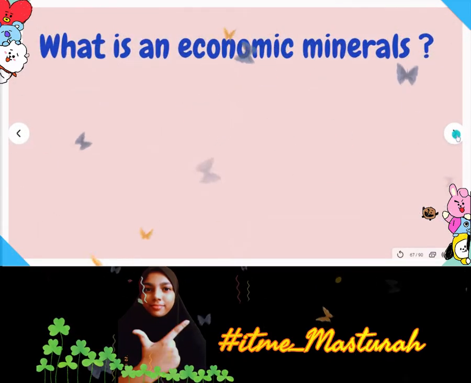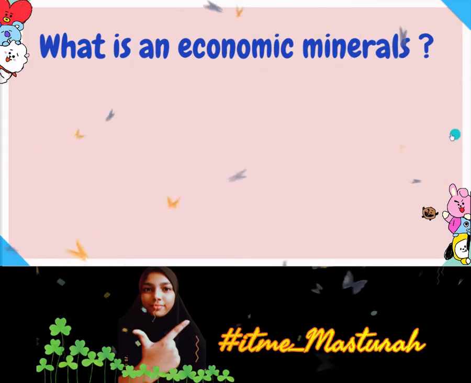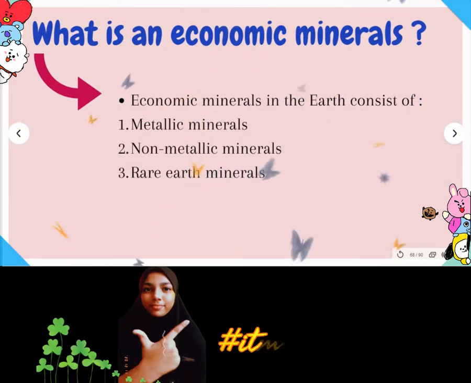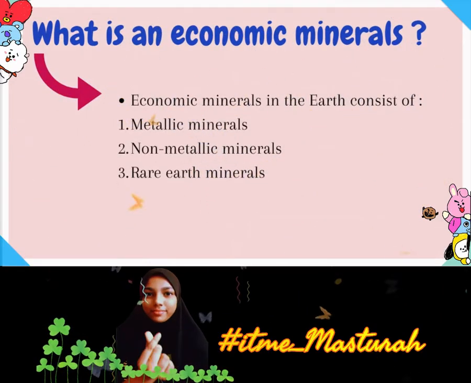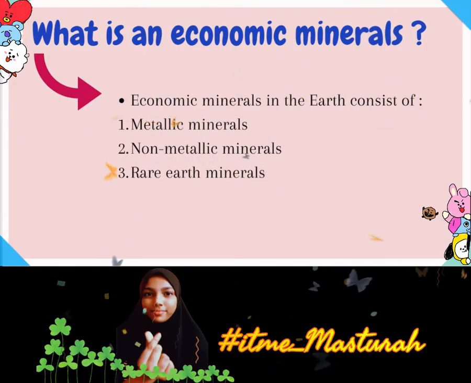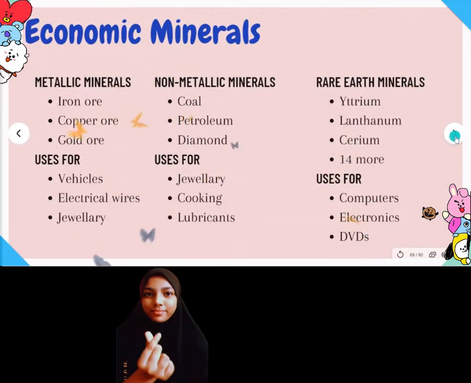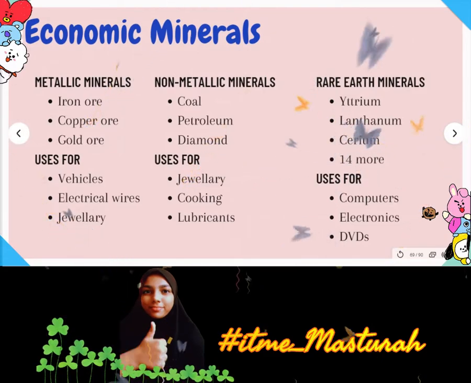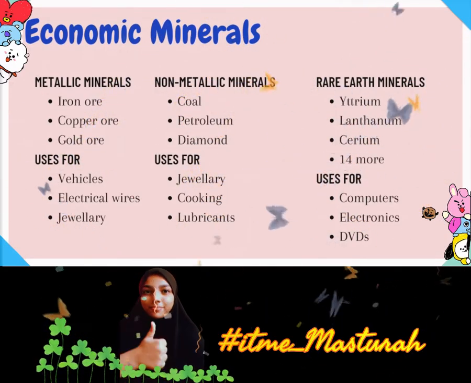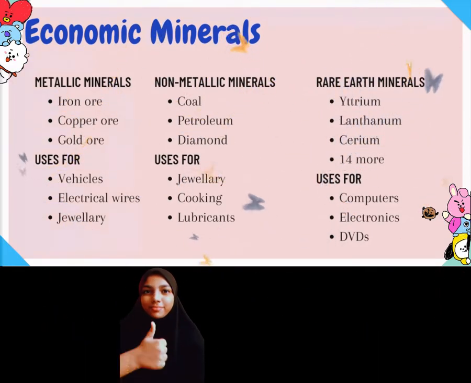After the underground and surface water, we're going to learn about the economic minerals. Economic minerals on Earth consist of three parts, which are metallic minerals, non-metallic minerals, and rare earth minerals. We're going to see the examples of metallic minerals first. Metallic mineral examples are iron ore, copper ore, and gold ore. We can use these metallic minerals to make vehicles, electrical wires, and jewelry.